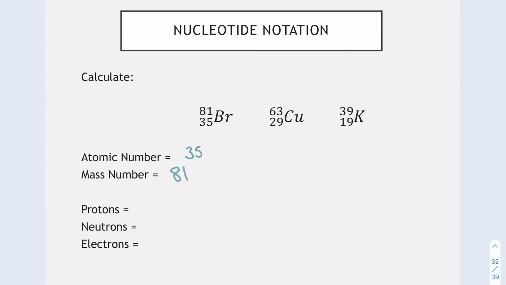Now we know the atomic number is the same as the number of protons and the number of electrons, so we can fill that in. We also know that neutrons plus protons is your mass number, so you can take that 81 away from 35 to get the number of neutrons, which gives you 46.